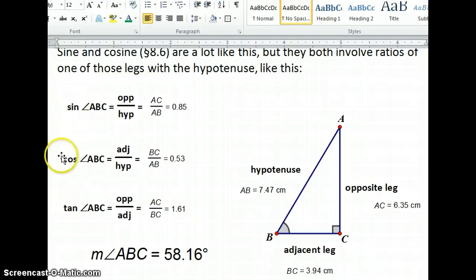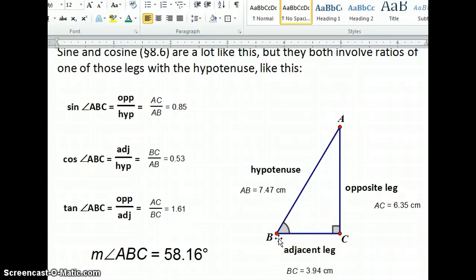But here I'm finding the sine and the cosine and the tangent of angle B. Angle B, it turns out, this is from a Sketchpad document, happens to have a degree measure of 58 degrees. The tangent of 58 degrees is telling us that the opposite over the adjacent, like this opposite length, is about 1.61 times larger than the adjacent leg.